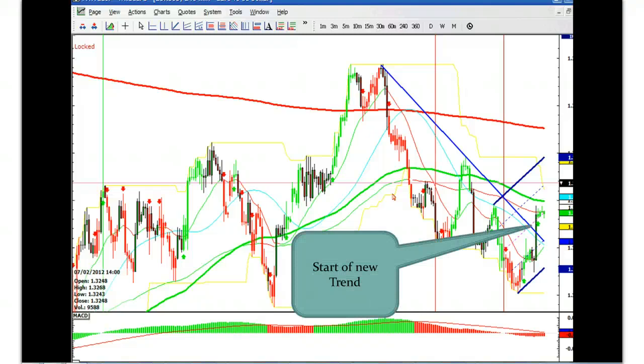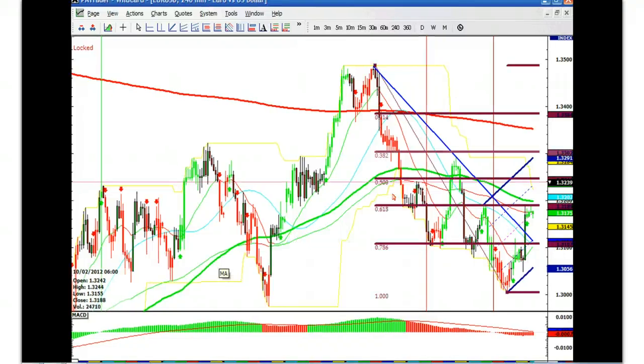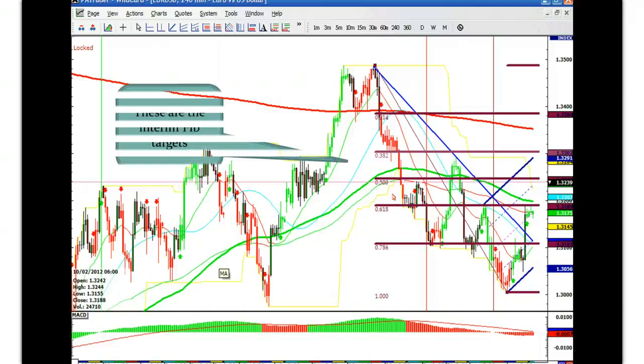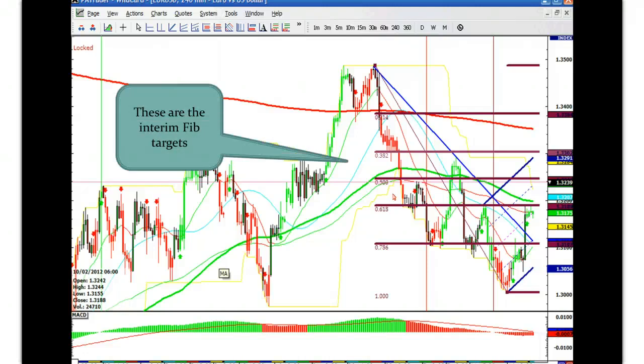So what do we have to do? We have to wait till it's no longer a false breakout. How do we wait for that? It's a break, a hook, and then a go. All right, so we'll put the targets on here. These are the interim fib targets from the swing high to the swing low.